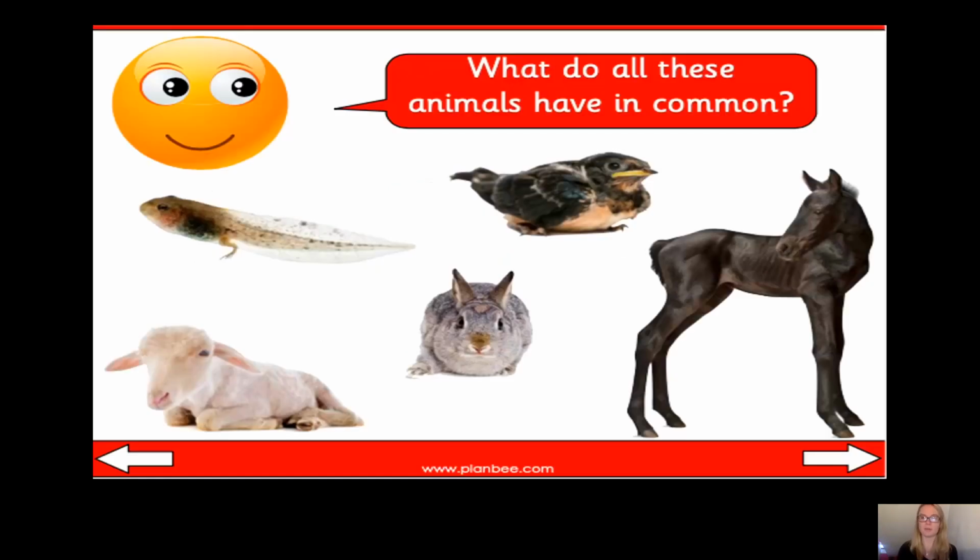So here we go, we've got some pictures here of some different animals. Now, what do these animals all have in common? Can you pause the video and have a little think for me, year two? Okay, did you manage to spot what they all had in common?